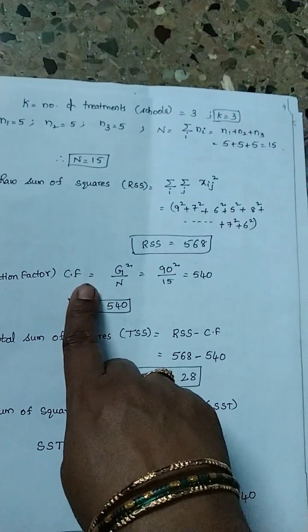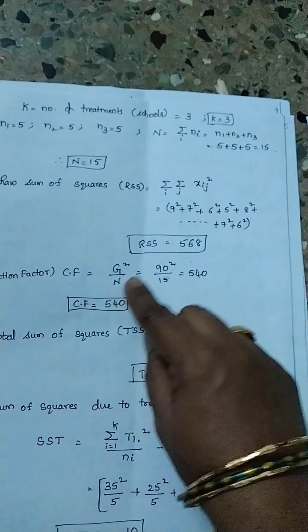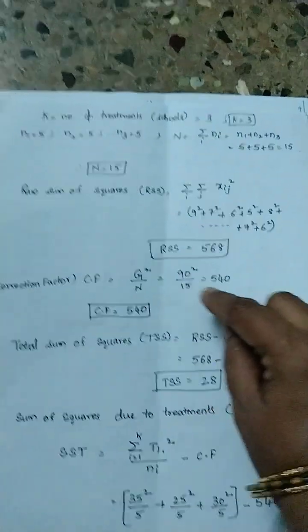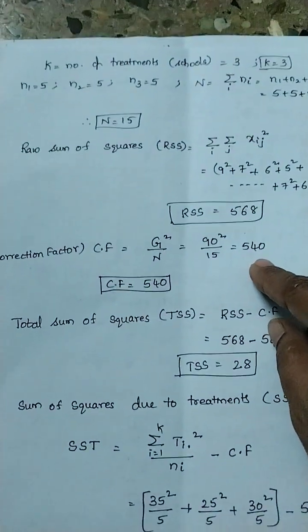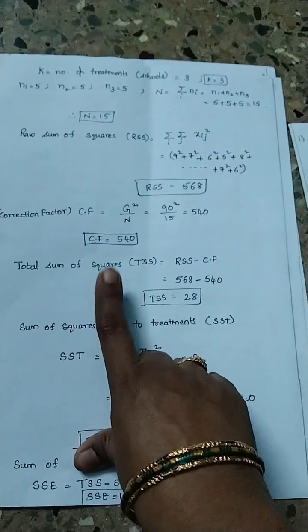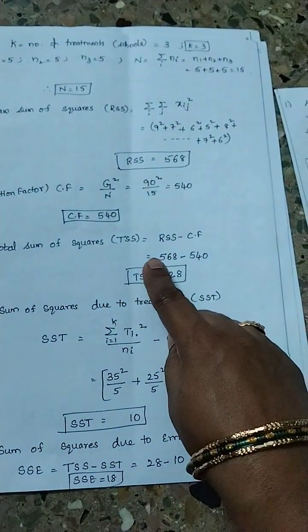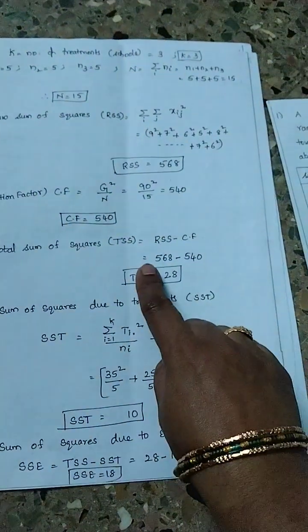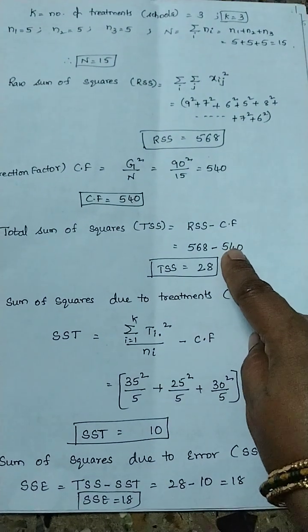What is the correction factor formula? G square by capital N. That is 90 square by 15. You got 540. Now total sum of squares. What is the formula for total sum of squares? RSS minus correction factor. That is raw sum of squares minus correction factor.